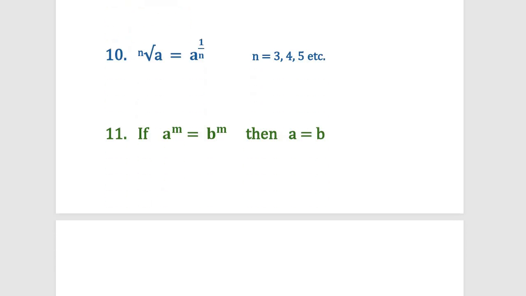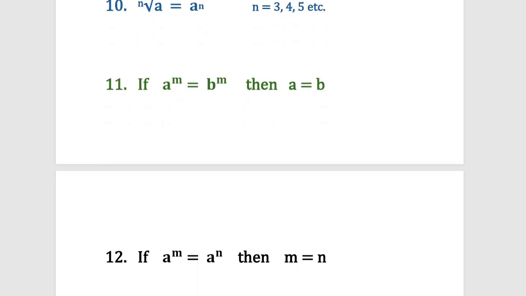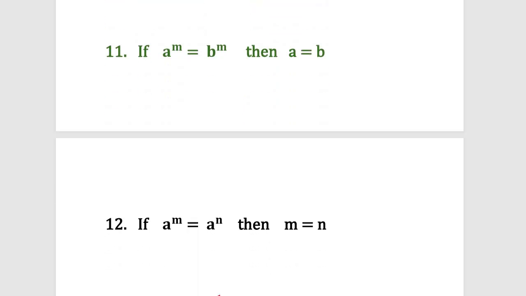Formula number 10, nth root of a equals a to the power 1 by n, where n is 3, 4, 5, etc. Formula number 11, if a to the power m equals b to the power m, then we can write a equals b. Since the powers are equal, the bases should be equal. This is formula number 11.